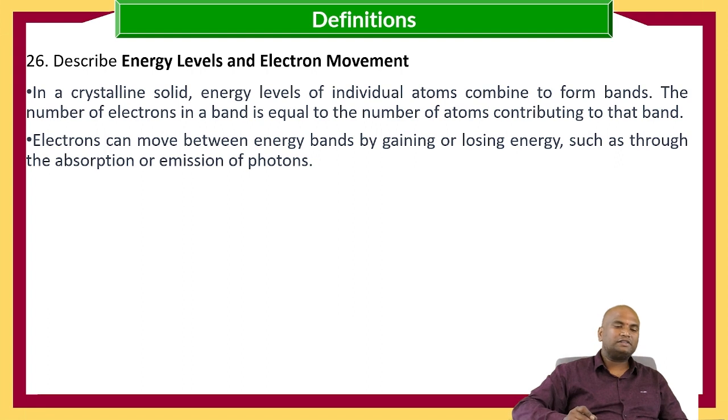Describe energy levels and electron movement. In a crystalline solid, energy levels of individual atoms combine to form bands. The number of electrons in a band is equal to the number of atoms contributing to that band, where electrons can move between the energy bands by gaining or losing energy, such as through the absorption or emission of photons.